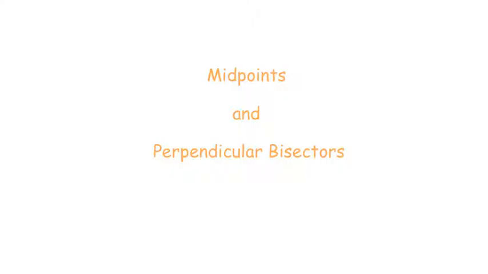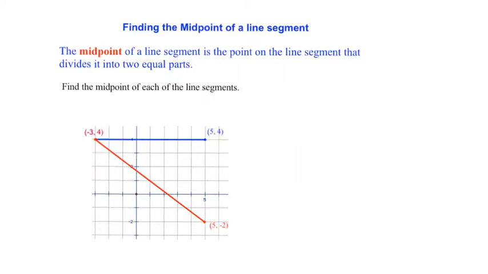So this lesson is all about midpoints, and then we're going to get to perpendicular bisectors. So midpoints are basically points that are in the middle of a line segment. These aren't lines that we might have looked at earlier in the course. These are line segments. So they don't extend forever in each direction. They're only just a piece of a line. And in this case, what we're looking for is the point that cuts the line segment into two equal parts.